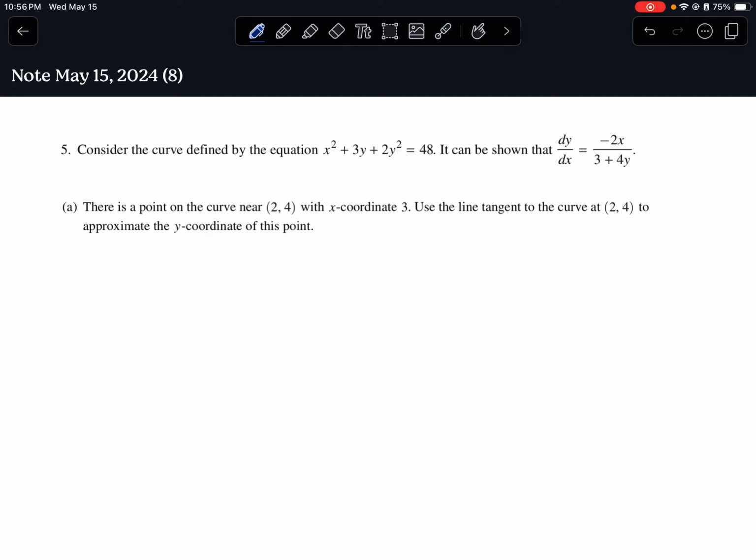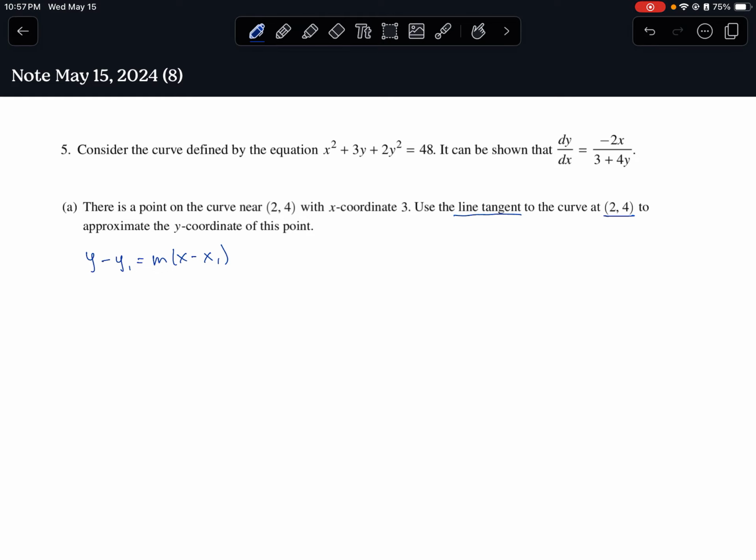Okay, so we have an equation here, and its differential equation. There is a point on the curve near (2, 4) with x-coordinate 3. Use the line tangent to the curve at (2, 4) to approximate the y-coordinate at this point. When I see line tangent, I'm going to write down an expression that comes to mind: y minus y1 equals m times x minus x1. There is your tangent line.